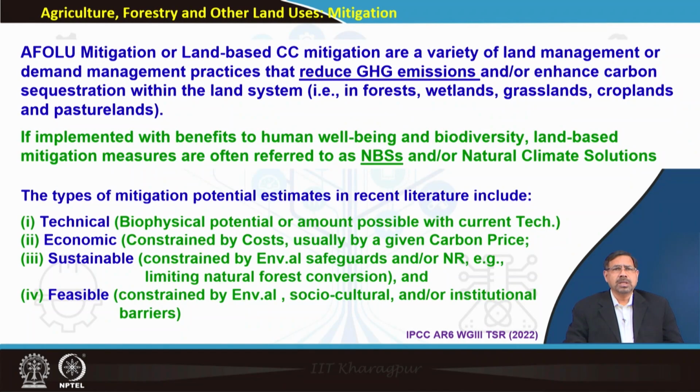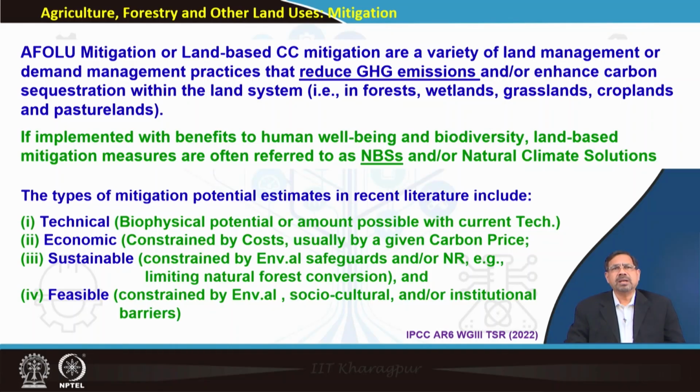So, coming to the mitigation, AFOLU mitigation or land based climate change mitigation are a variety of land management or demand management practices that reduce greenhouse gases or enhance carbon sequestration within the land system. That means the forest land, the wetlands, the grasslands, the croplands, the pasture land. So, various formations of the land system are very useful and effective in reducing greenhouse gas emissions and thereby contributing towards mitigation.